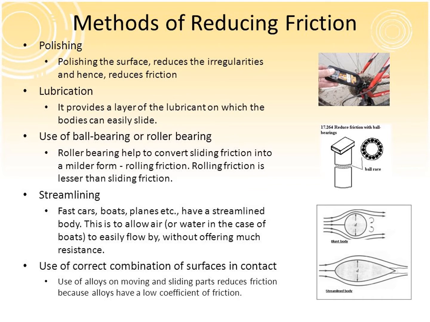Next is streamlining. Fast cars, boats, planes, etc. have a streamlined body. What is a streamlined body? See the picture. Both the sides look like a bird's body. So, the boats and aeroplanes have a streamlined body. This is to allow air to easily flow by without offering much resistance. Use of correct combination of surfaces in contact. Use of alloys on moving and sliding parts reduces friction because alloys have a low coefficient of friction.